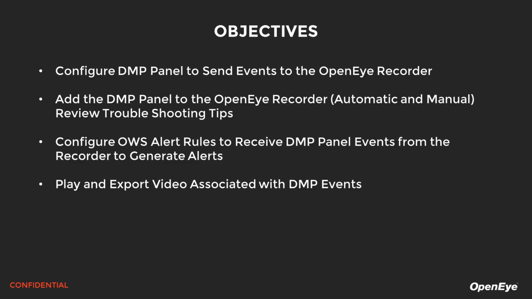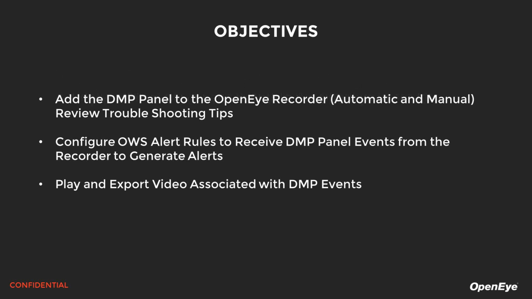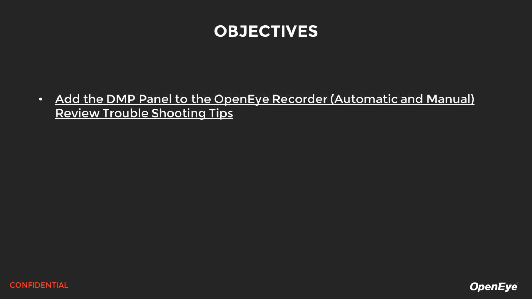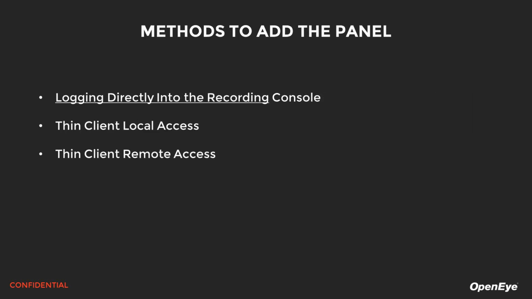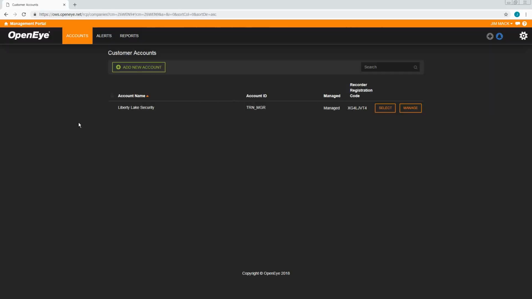Now that we've configured the DMP panel to send events to the OpenEye recorder, let's add the DMP panel to the OpenEye recorder. The panel can be configured by logging directly into the local console, accessing the recorder locally with the thin client, or accessing the recorder remotely using the thin client. Let's add the panel using the thin client.